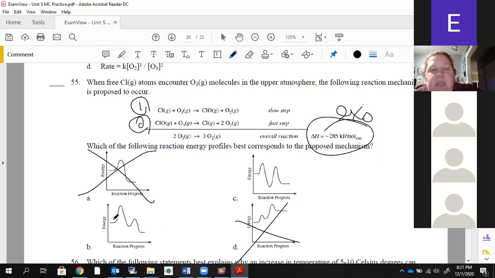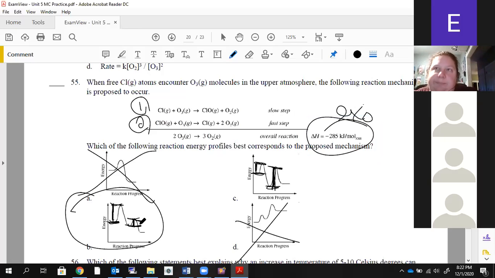So if I look at B, my activation energy here is this energy. My activation energy here is only that. Activation energy for my second step in C is this big. Activation energy in my second step here is only that big. So B is showing me the correct activation energies to have a slow first step and then a fast second step.